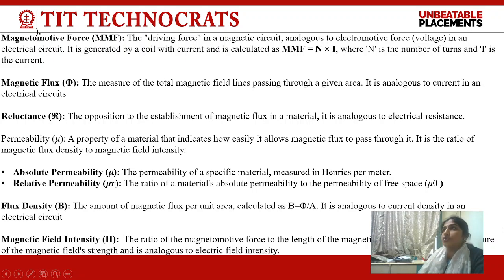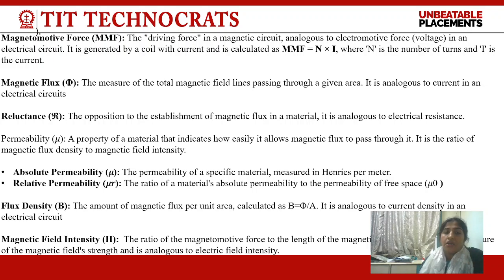Reluctance is the opposition to the flow of flux. Permeability is a property of a material that indicates how easily flux can pass through it. There are two other parameters: absolute permeability and relative permeability. Absolute permeability is the permeability of a specific material, measured in henries per meter, and the ratio of the material's absolute permeability to the permeability of air gives the relative permeability.